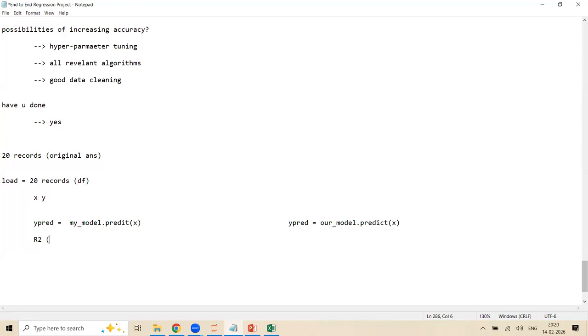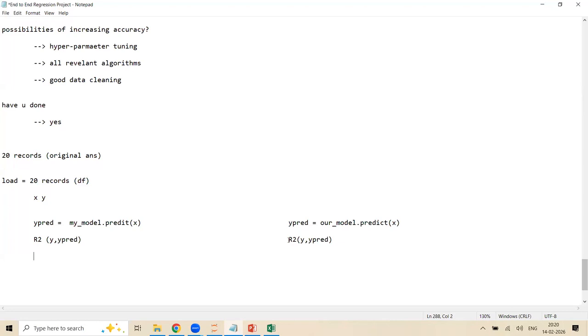Okay, how to calculate R square? We have Y and Y pred. Both of them are there, which means automatically we'll get the R square now. In the 20 records, the original Y is there. For you also, for the 20 records, the original Y is there. For you and for me, we both do it.